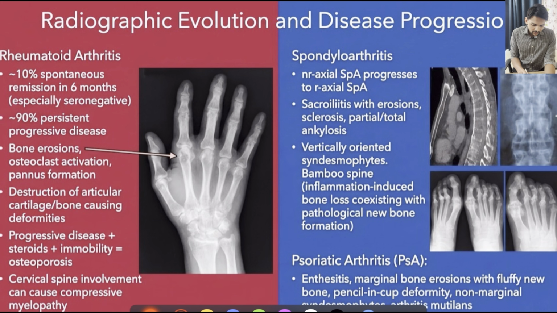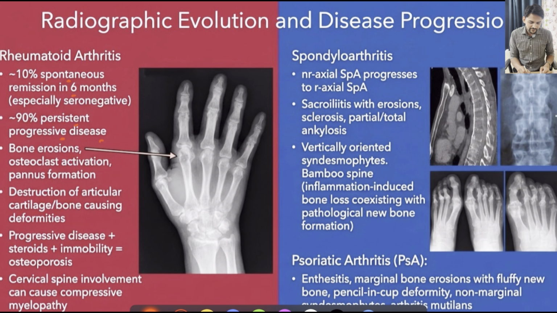For example, rheumatoid arthritis patients, in about 10% of the individuals, we will see spontaneous remission in about 6 months. Especially, as I have mentioned, the seronegative RA patients, they will have spontaneous remission in just 6 months. So no need to intervene much. But about 90% of the patients will have persistent progressive disease, where we will see waxing and waning type of presentation with some acute flare-ups in between.